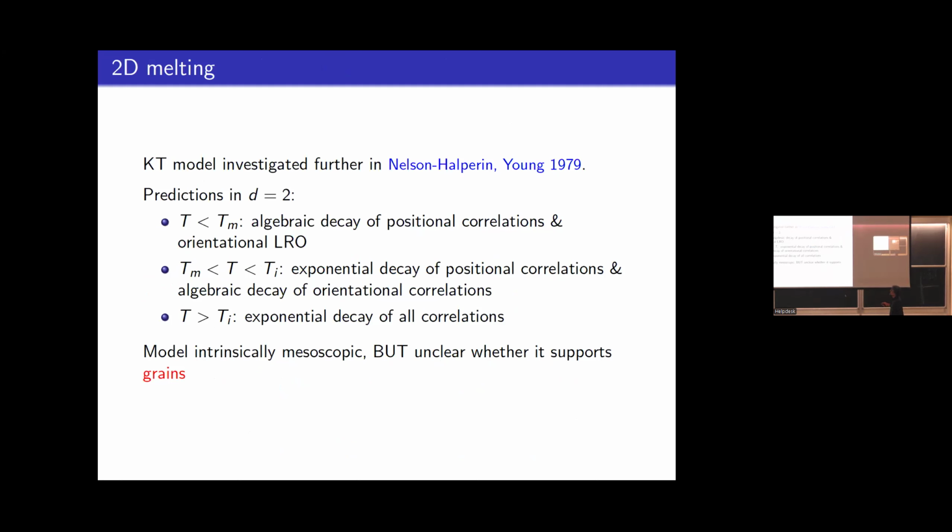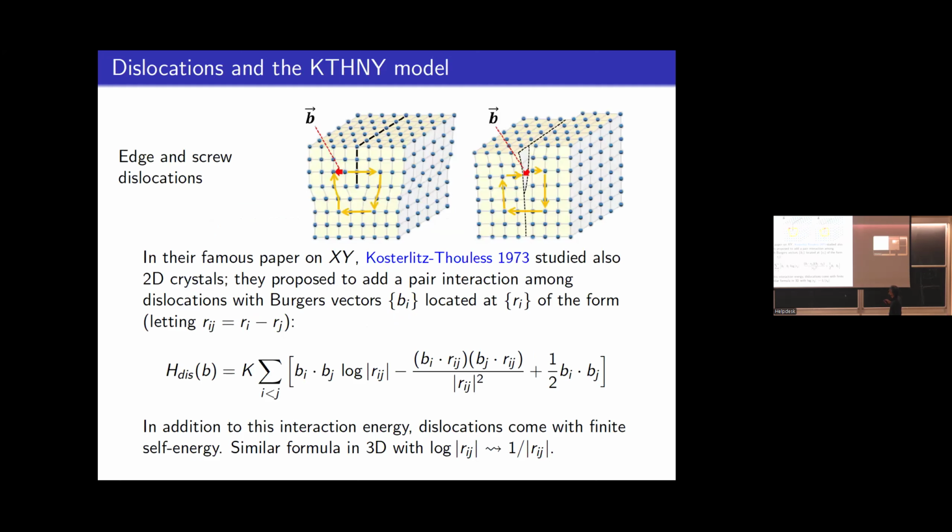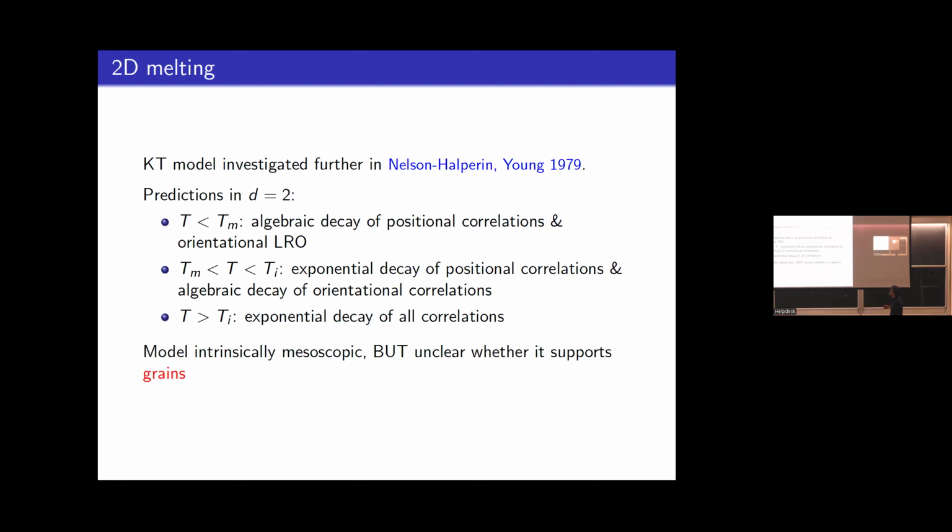So this effective model introduced by Kosterlitz and Thouless and then further investigated by Nelson and Halperin and Young in 1979. So this is a model of melting of two-dimensional crystals, if you like, known sometimes in the literature as the KTHNY model, for Kosterlitz, Thouless, Halperin, Nelson, Young. The predictions are the following in two dimensions. So there are two critical temperatures. So one critical temperature below which you have algebraic decay of positional correlation and orientational long-range order.